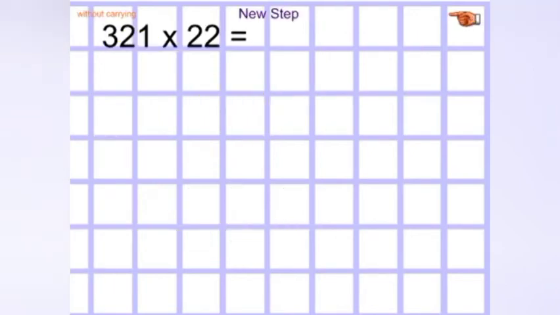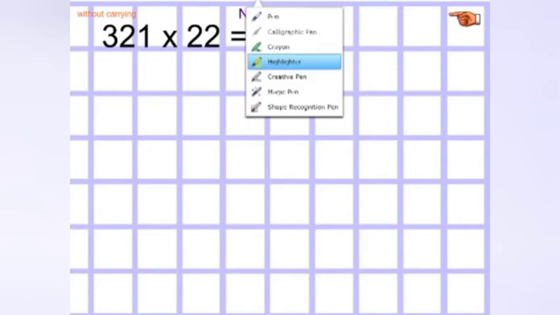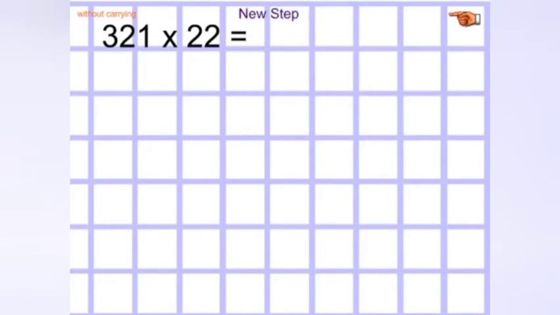Okay, so now let's try another one. Rewrite this problem please on your paper, and let's do it vertically. 321 times 22.